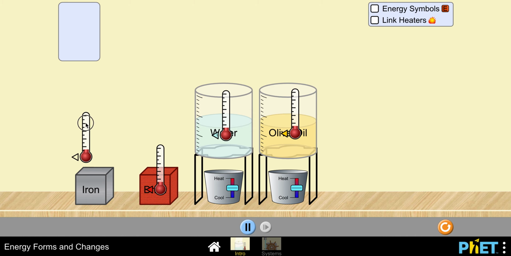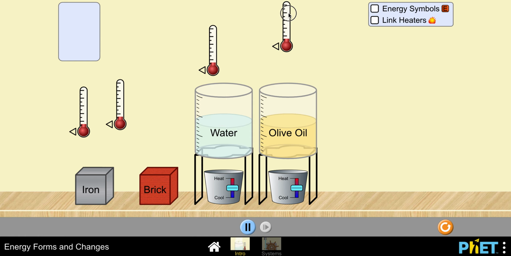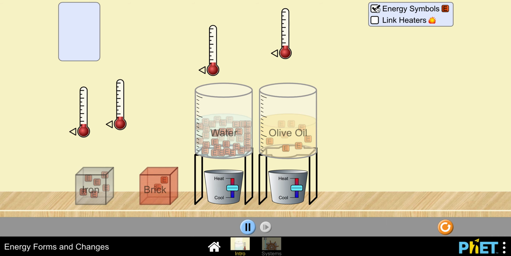Now, you can see that the iron and the brick have similar, we don't know if they're the same mass, but they are about the same size. Again, water and oil have the same volume. So do they have the same thermal energy if they're at the same temperature? And the answer is no. So remember how I said that thermal energy and temperature are not the same? And we can see that here.